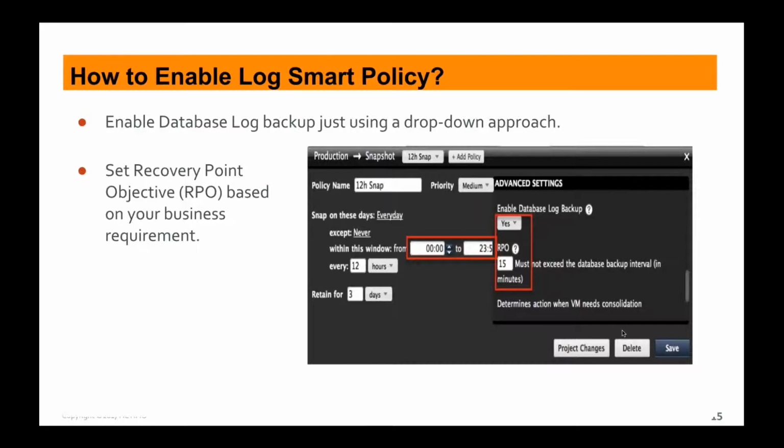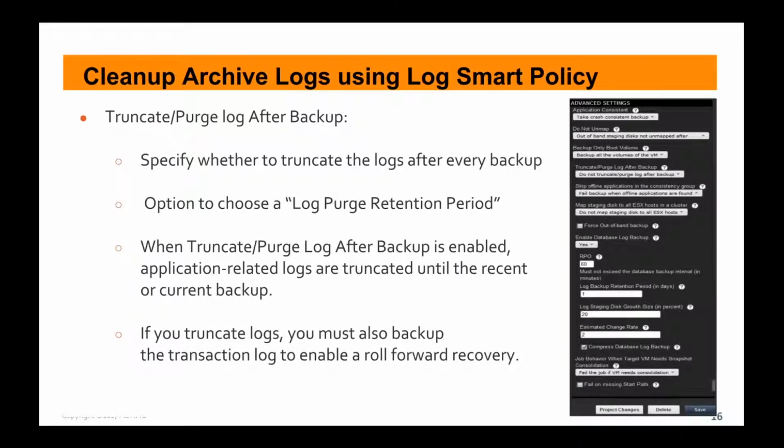As ActiveIO is taking these archive log backups, you can leave it to ActiveIO to clean up the logs as well. If you want to clean up these archive logs once ActiveIO has backed them up, you can see on the right-hand side the option truncate, purge log after backup. If you select this in the drop-down, then with each and every LogSmart policy backup, which we run based on your RPO setting, we truncate and purge the logs after the backup. Say, for example, your RPO is 60 minutes and we are taking archive log backups every 60 minutes; we are going to clean up the archive logs which are older than the retention.